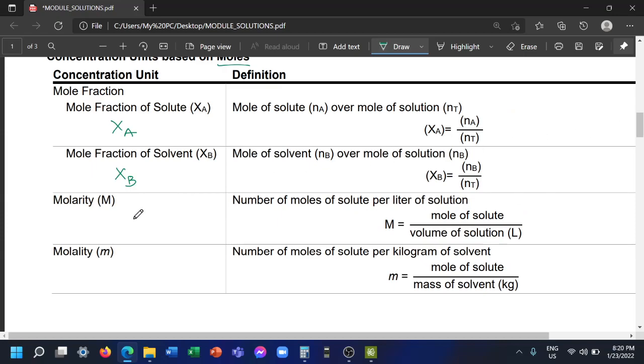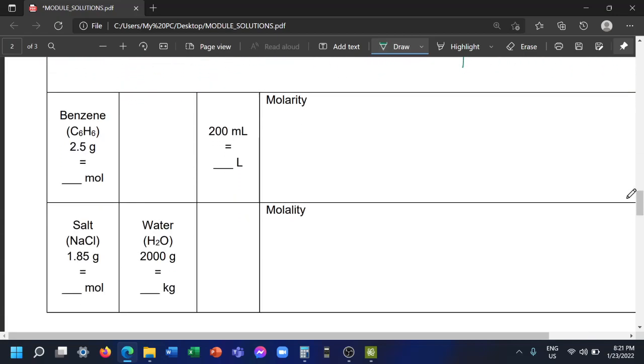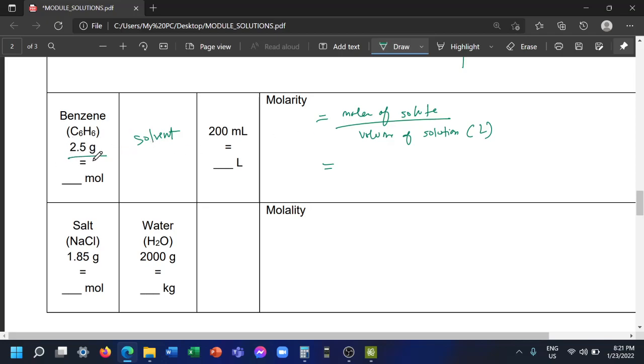We have molarity. Molarity is simply the moles of solute over the volume of solution in liters. So let's go to another one. Here we have benzene dissolved in some solvent. Again, the molarity is equal to the number of moles of the solute over the volume of the solution in liters. So here we need to find out the moles of solute, but here again it's given in grams.